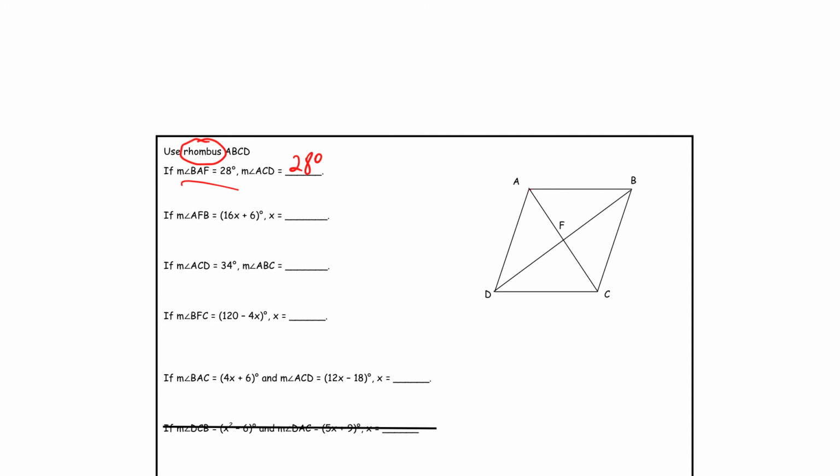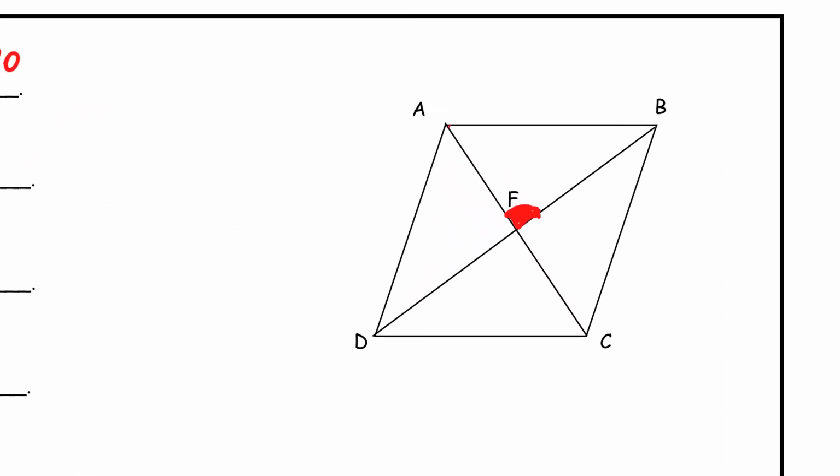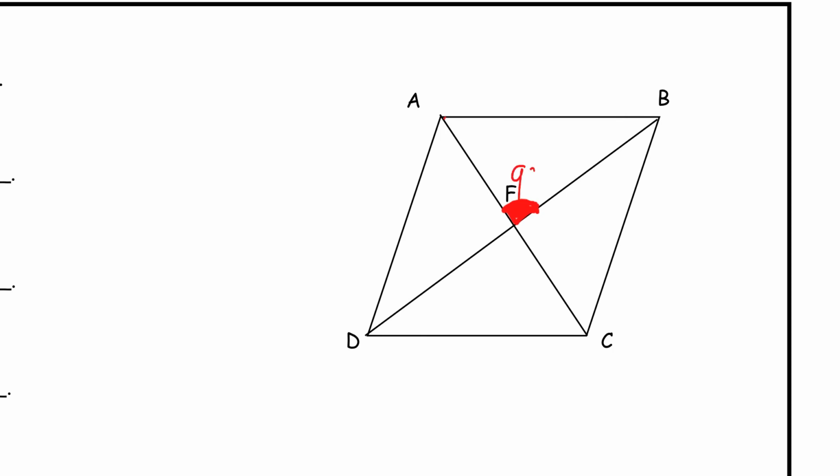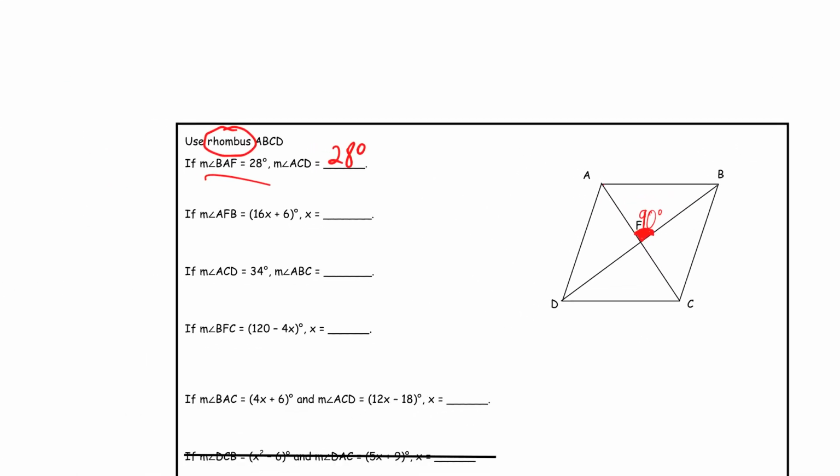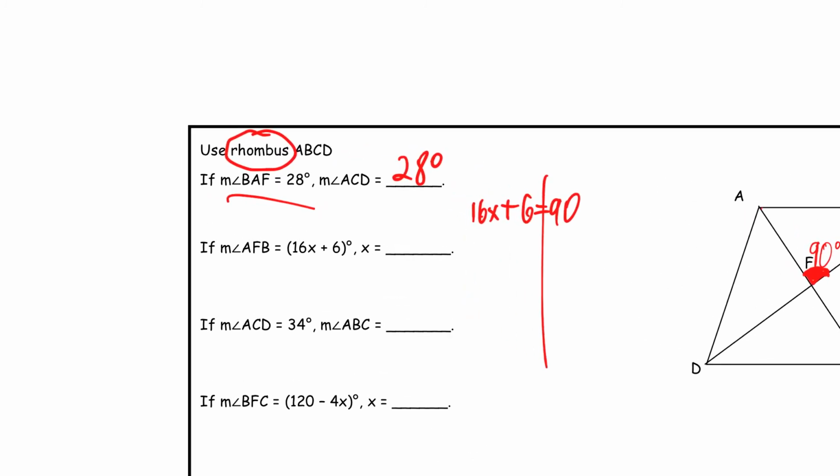Okay, next one it says AFB, which is this angle right here, is 16x plus 6. Now in the rhombus again, what do I know about that angle right there? It is 90 degrees. So I'm going to put 16x plus 6 equal to 90 and solve for x. So I'm going to subtract 6. 16x equals 84, divided by 16. And you get a decimal here, 5.25.